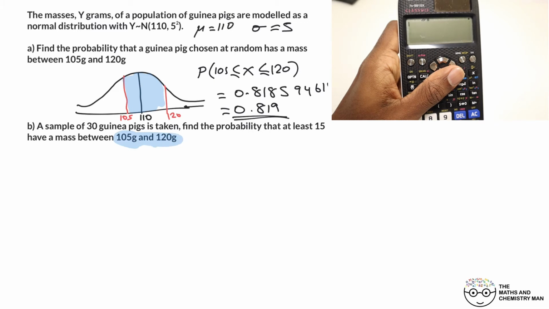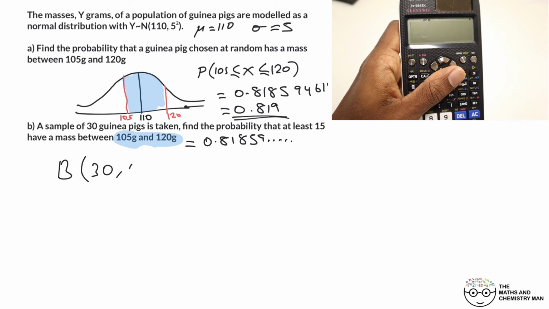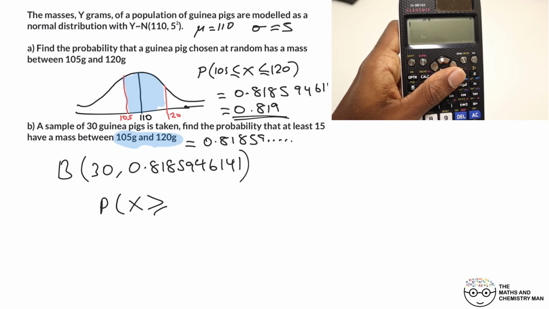We worked out the probability of something being between 105 and 120 is actually 0.81859 and so on. So let's write a binomial distribution now. We're going to say this is binomially distributed where n is 30 and the probability is 0.81859464141. A bit of a long number, but we'll deal with it. Now we're looking for the probability that at least 15 have a mass between this, right? So at least 15. What is that? That's the probability that x is greater than or equal to 15.